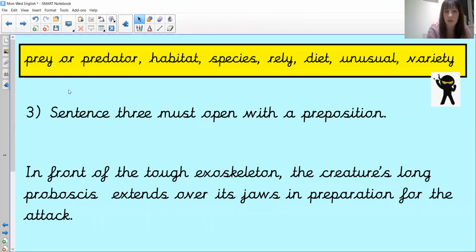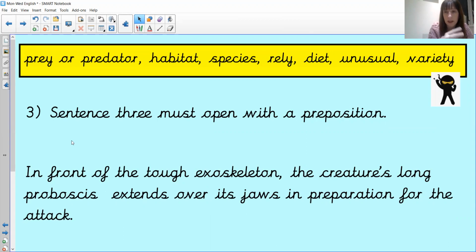In front of the tough exoskeleton, the creature's long proboscis extends over its jaws in preparation for the attack. So this is how it eats, isn't it? Okay, it's sort of getting ready. And my preposition was in front of. The proboscis is in front of the exoskeleton. So you could use behind or next to or in front, or I've used in front of. You could use that too.